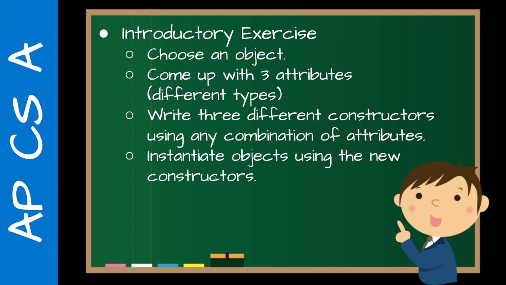So our introductory exercise is to choose an object, again, just what we've done all along. Come up with three attributes of different types and write three different constructors using any combination of attributes. And then instantiate some objects using the new constructors. And at that point, you can do your setters and getters and see if you can print out that information. So this is a bit more hands-on.